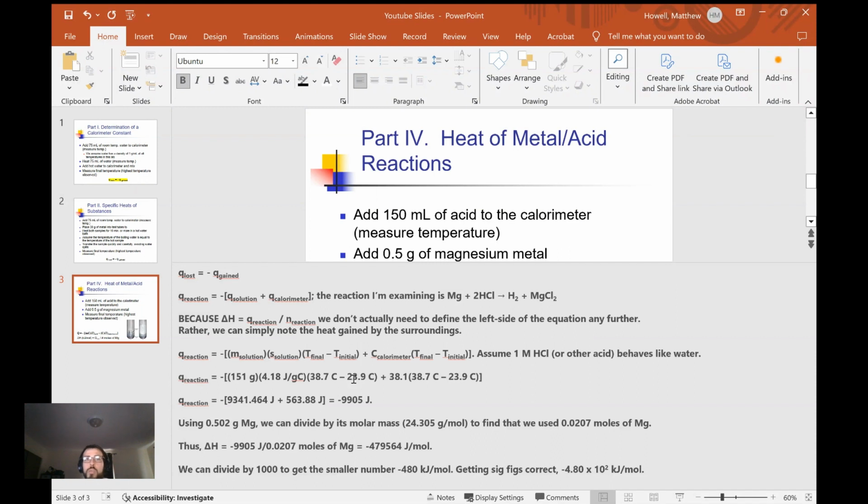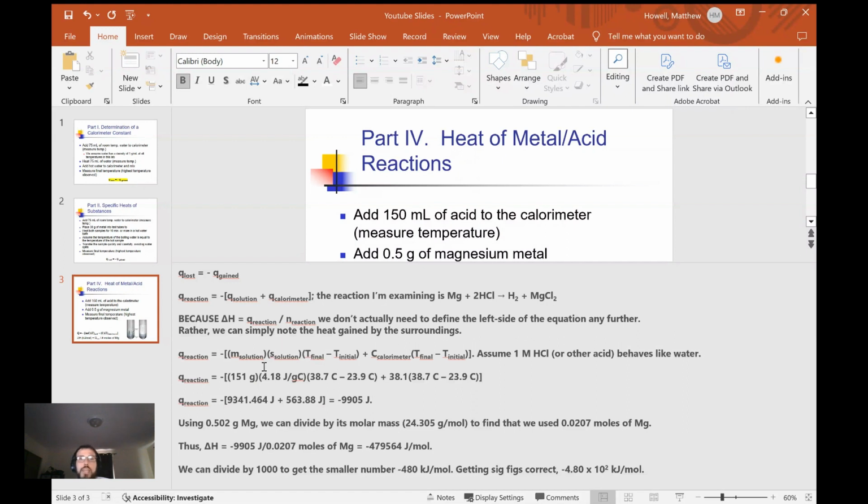In my example, we start at 23.9 degrees Celsius for the acid. And after the reaction has taken place, the final temperature attained before it starts tapering off is 38.7 degrees Celsius in my example. Again, I rigged it up so it came pretty darn close to the actual values that we were using as theoreticals.